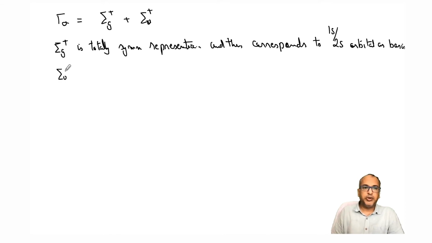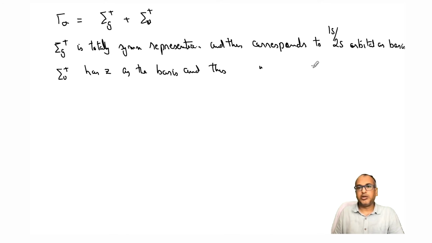Similarly, sigma u plus has, this information is again from the character table, z as the basis and thus corresponds to the 2pz orbital as basis. So now we know that the 2s orbital of beryllium and the 2pz orbital of beryllium are forming the basis for tau sigma. That means our hybrid orbitals will come from the 2s and 2pz orbitals, right?